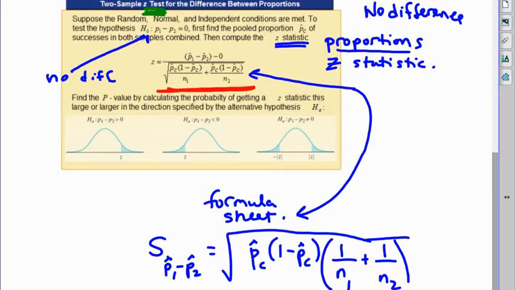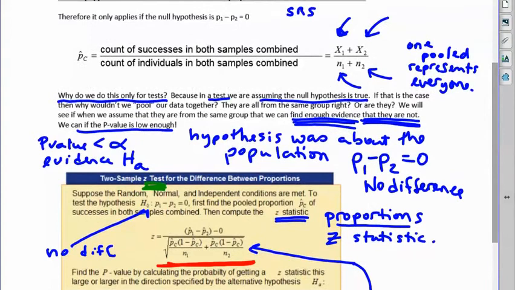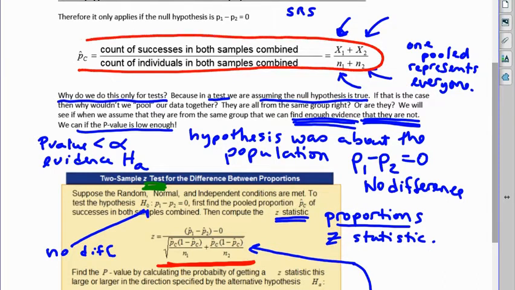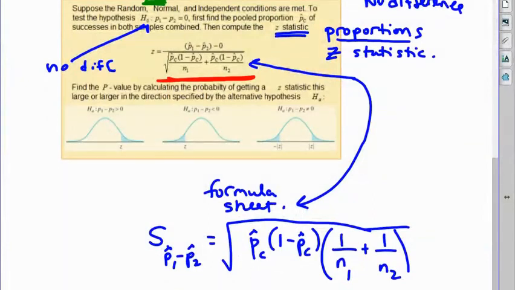But as you can see on the formula sheet, they do have this version right here, so you can remember how you get that P sub C, that pooled proportion. So that's on the formula sheet. Now we'll go to the next page and let's do an example.